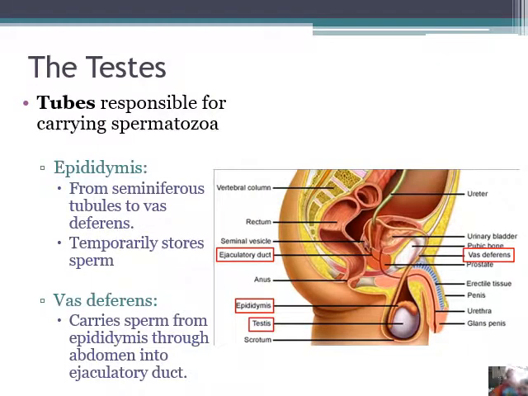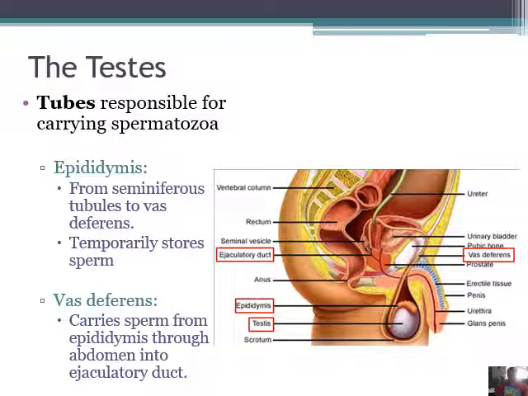Let's have a look at the tubes responsible for carrying the spermatozoa. I've included a diagram over there, and I've put red blocks around the 4 specific important bits. So we have the epididymis. This is from the seminiferous tubules to the vas deferens, and it temporarily stores sperm. Please add in there that it's also used for the maturation of sperm, and that is that afro-like structure on top of the testes.